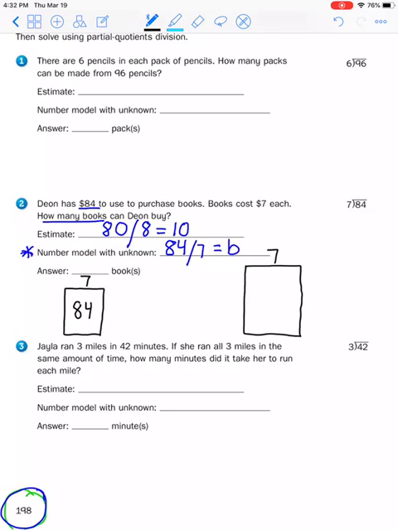So I know that 7 times 10 is 70, which gets me close to that 84. So that's what I'm going to start off with. 7 times 10 equals 70. Okay? So I multiplied it by 10. So right now he could buy 10 books for $70. So I'm going to come over here and I'm going to subtract 84, and he spent $70. So he's left with $14.